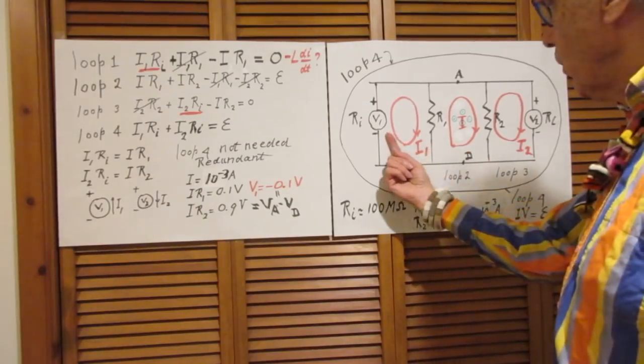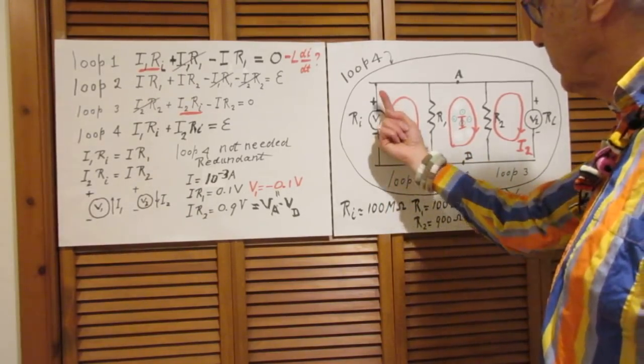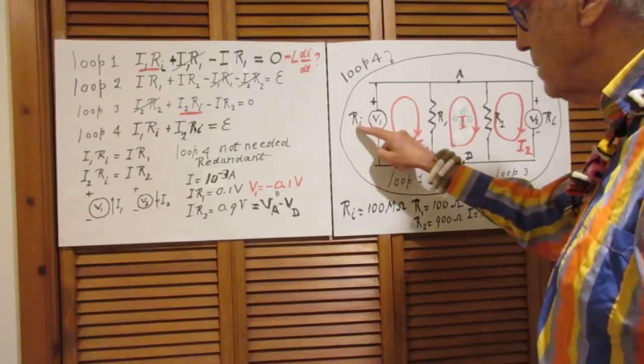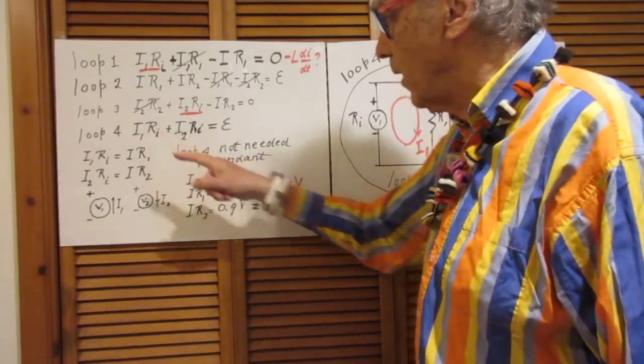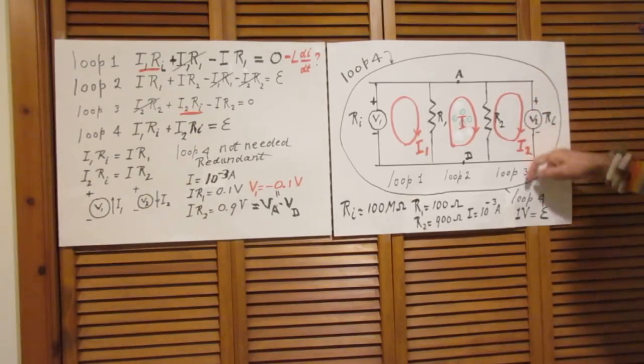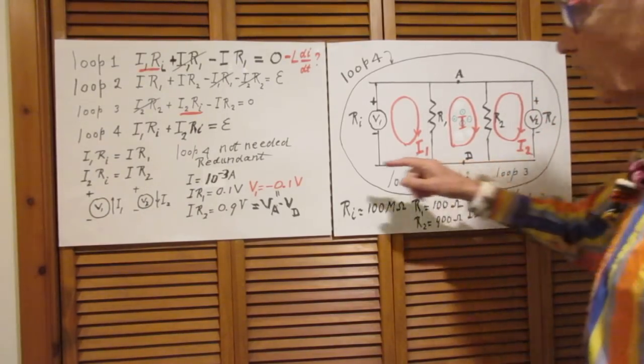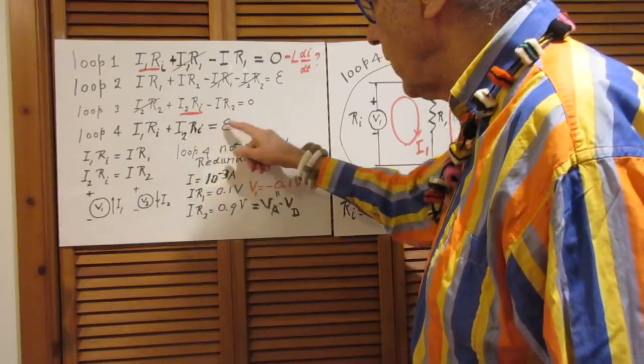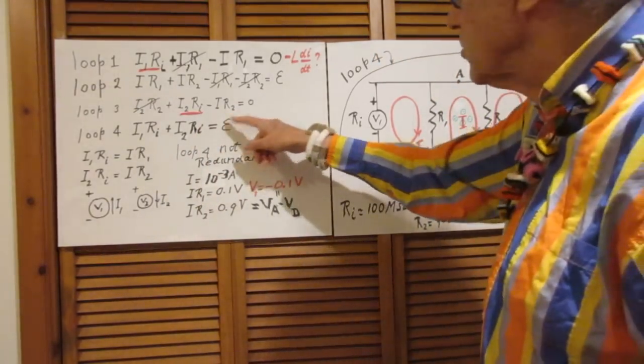So I1 is going up here, that's my positive direction, so that is I1 times R of I. I2 is going down here, so that's my positive direction, so that's I2 times R of I. And that is that same E as we have here.